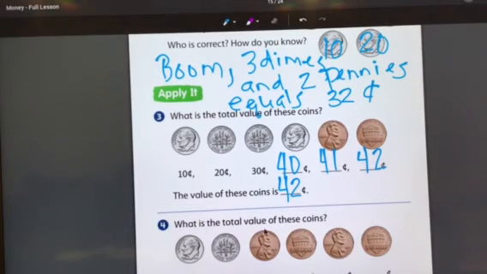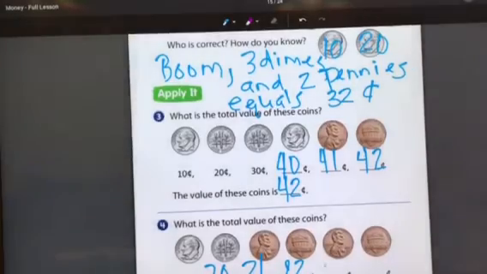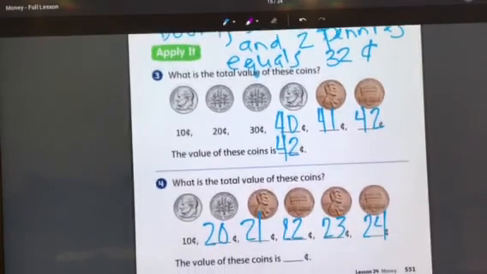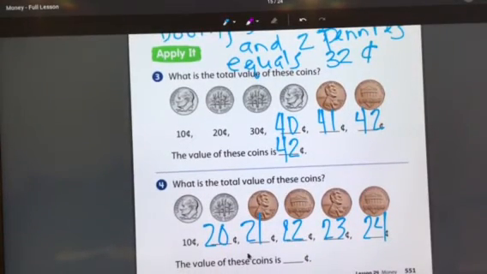Okay. What is the value of these coins? They got you started here also. Here's 10 because that's a dime, which is 10 cents. Another dime, 2 dimes, you're counting by 10, so you have 10, 20. Now you're going to pennies, so you're going to skip to counting by ones. After 20, 1 more is 21, then 22, then 23, and then 24. The value of these coins is 24 cents.